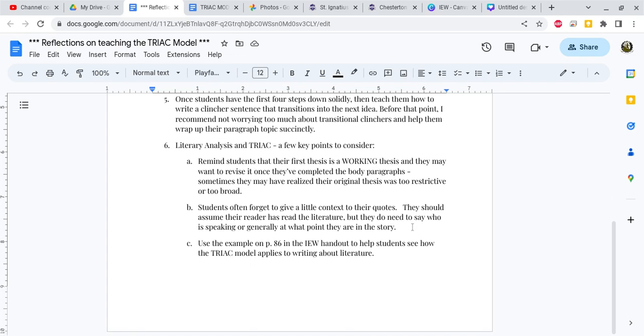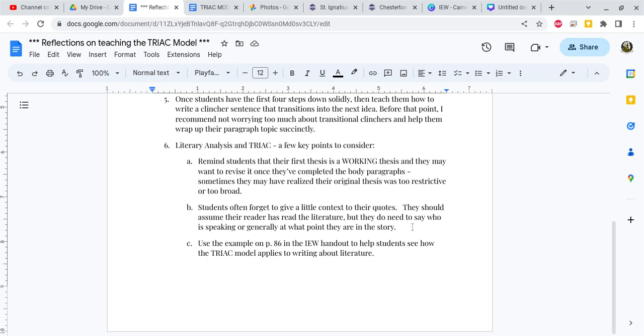Remind them again that the thesis that they have in their introduction, as they're writing these TRIAC paragraphs, they might need to go back and revise that first thesis. Sometimes after they've written their body paragraphs, they realize they took it in a slightly different direction or focused on something a little bit differently, and that's totally fine. Again, make sure they give context to their quotes, so their reader's not lost as to what they're referencing.